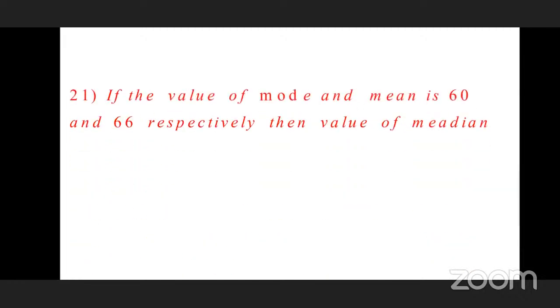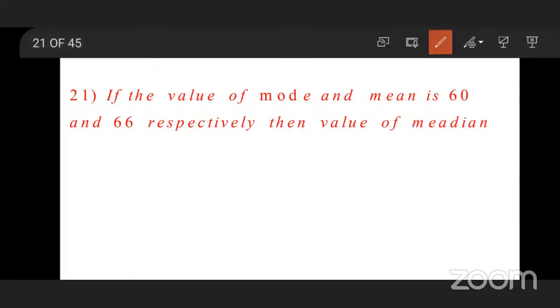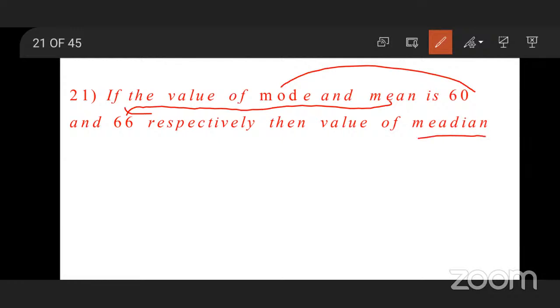The value of mode and mean is 60 and 66 respectively. Mode is equal to 60, mean is equal to 66, respectively. Then what is the median value? I already know the formula. What is the formula for mode and mean? Mode is equal to 3 median minus 2 mean.